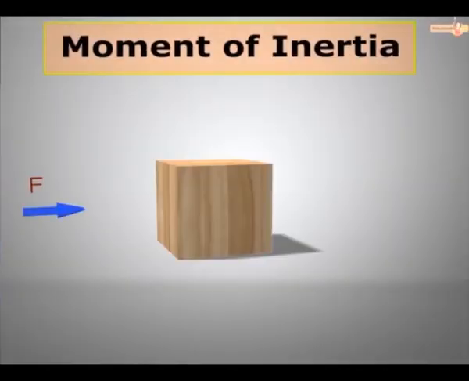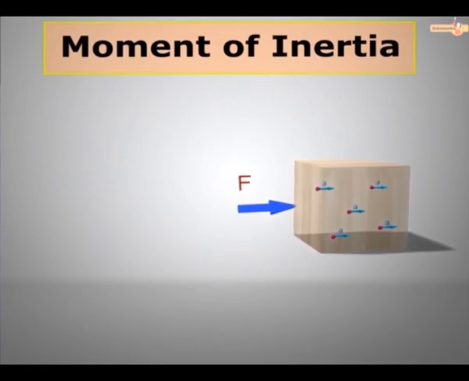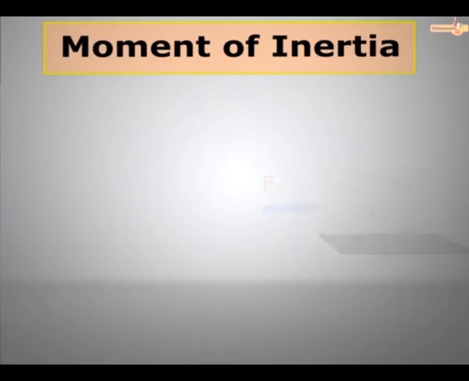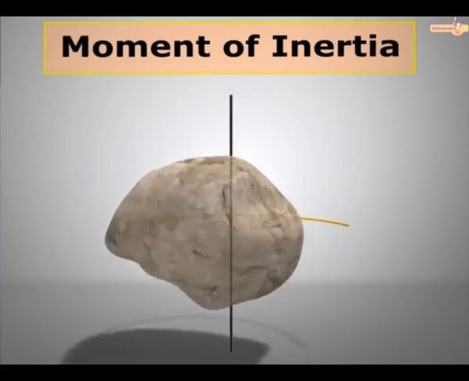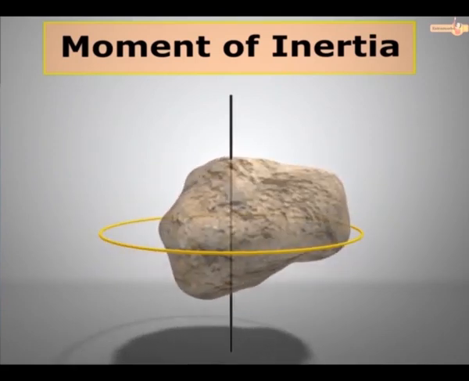In linear motion, when a force F is applied on a body of mass m, the body acquires an acceleration a equal to F by m. For a given force, the acceleration only depends on the mass of the body. In rotational motion, however, the effect of the force depends not only on the mass of the body, but also on the distribution of mass about the axis of rotation.